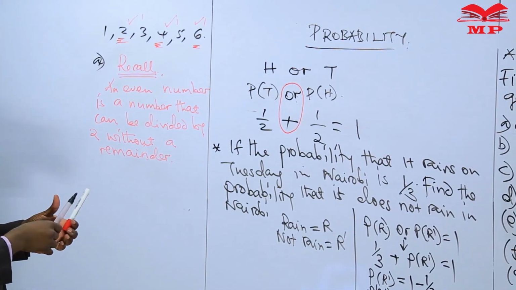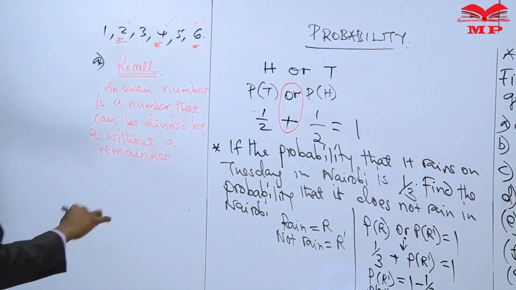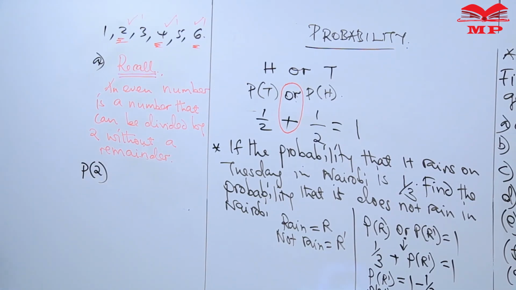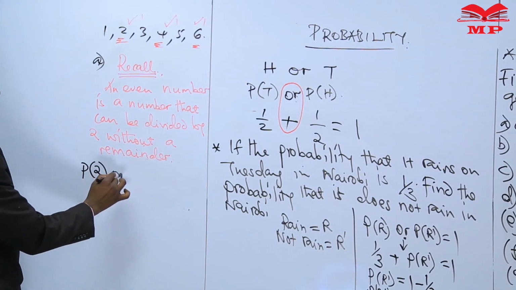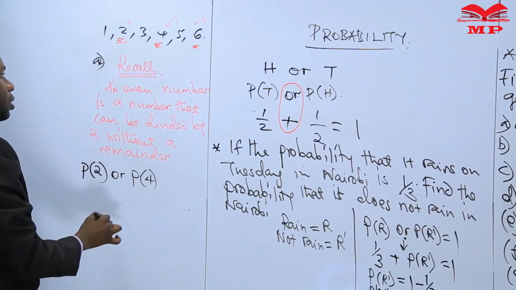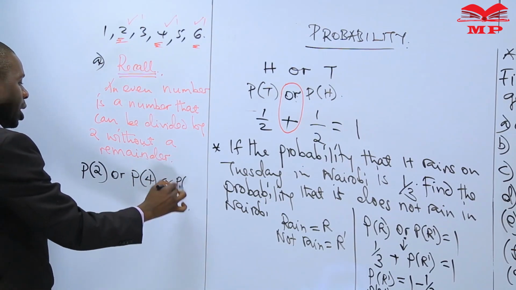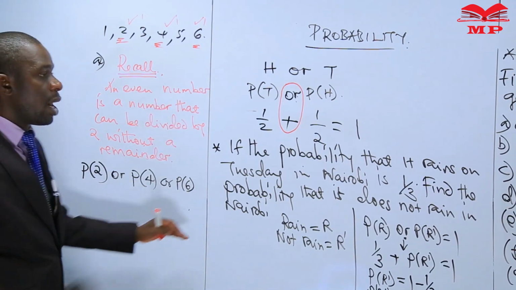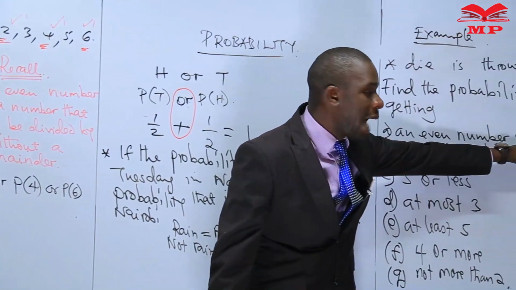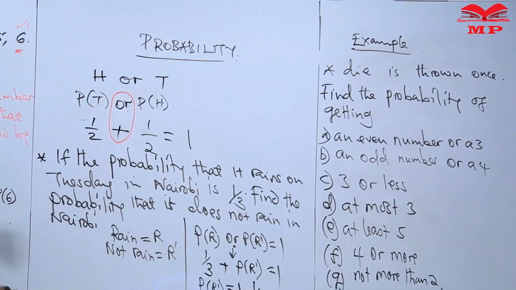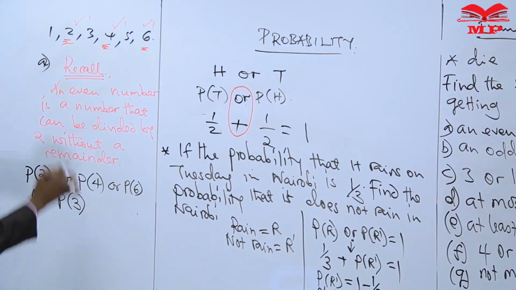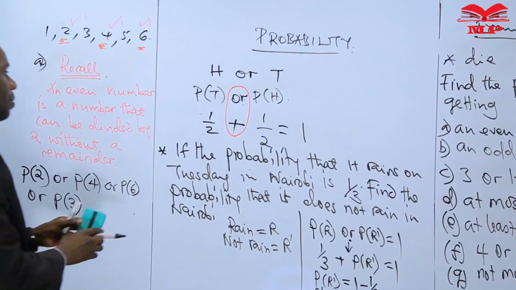So an even number would mean that we need the probability of getting a 2, or the probability of getting a 4, or the probability of getting a 6. Those are the even numbers. But we are also told we need the probability of getting a 3. So we can add that, or the probability of getting a 3.